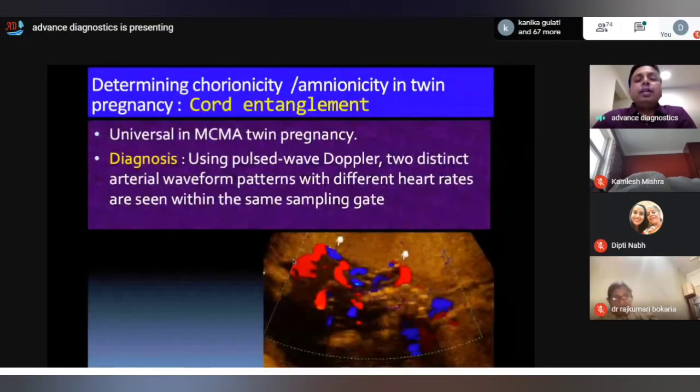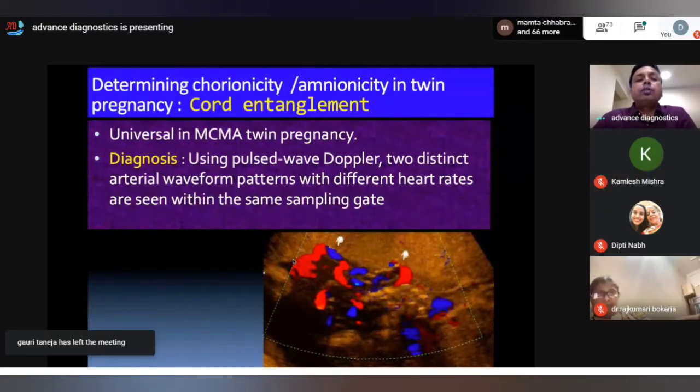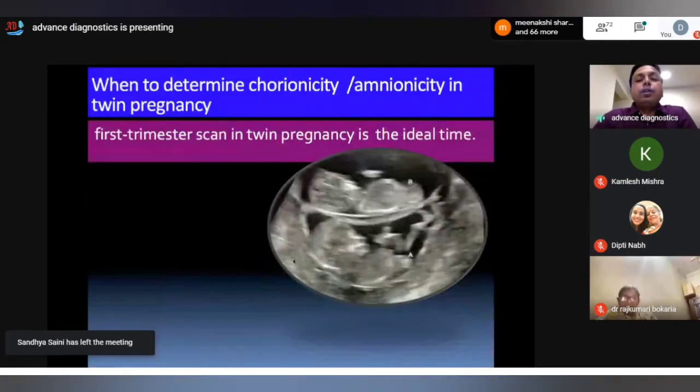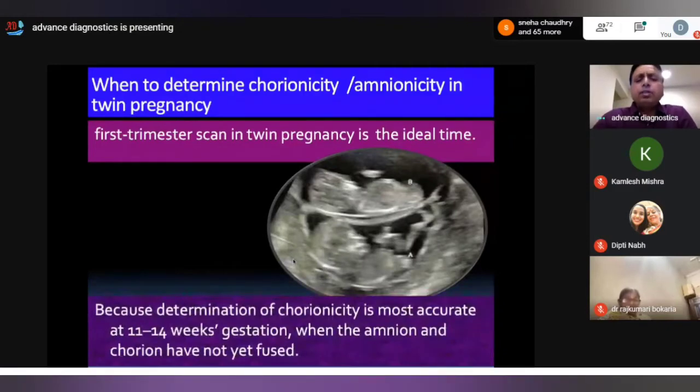Sometimes we see the cord entanglement, and it is actually universal in monochorionic monoamniotic twin pregnancy. So whenever it is present, then we can safely say that this is monochorionic monoamniotic pregnancy. And the first trimester, the time when we do the NT-NB scan, is the ideal time for the determination of the chorionicity and amnionicity, because determination of chorionicity is most accurate at 11 to 14 weeks of gestation, when the amnion and chorion have not yet fused.